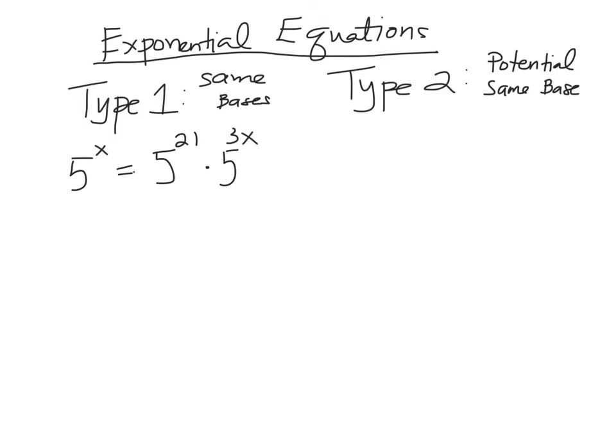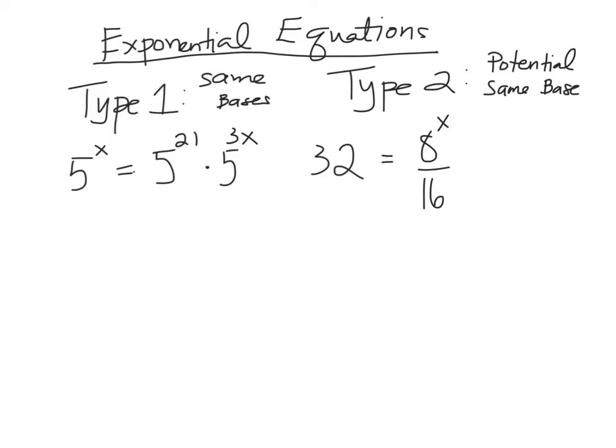Or type 2 is where the bases are not the same, but they could possibly be. So for instance, let's say we have 32 equals 8 to the x power over 16. So the bases are not the same, so we have to do an extra step or two.